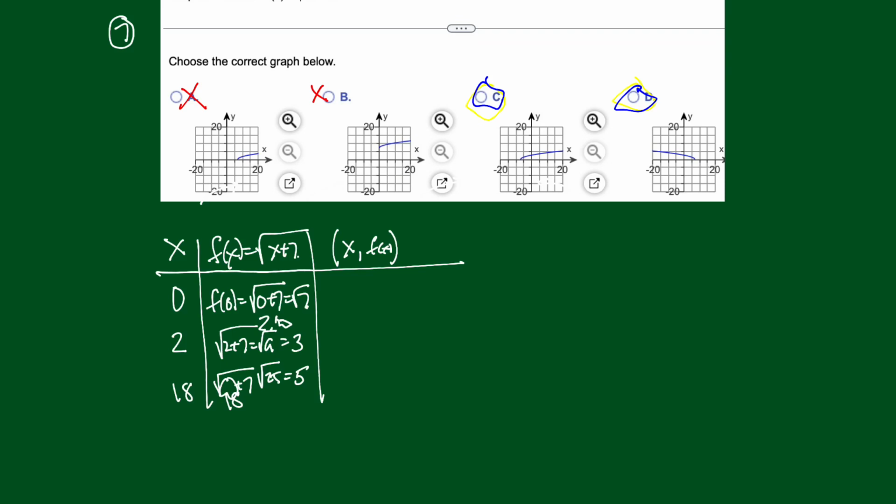Now, if I follow this graph over, look at this one here, see. If I go over to 18, all right, 18 is close to 20. It looks like we're up at 5. Now, if I go over to this one, I can't even get out to 18. So this one is out. So we're going to claim now that that is the graph of this function.